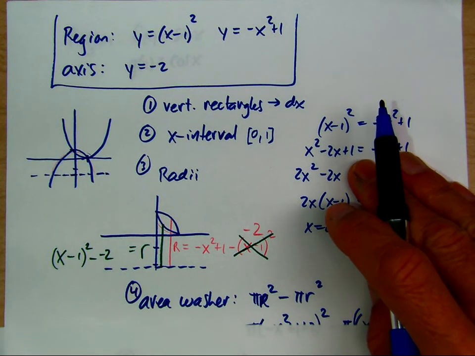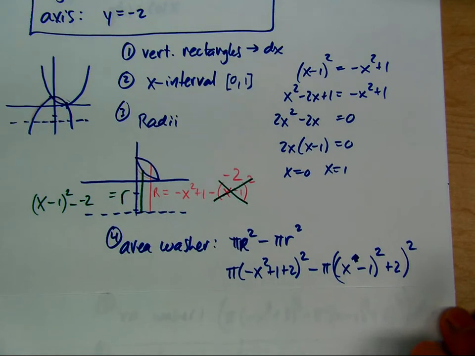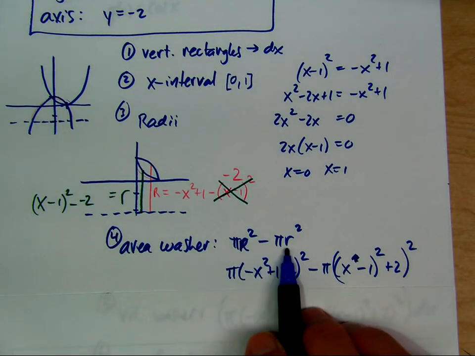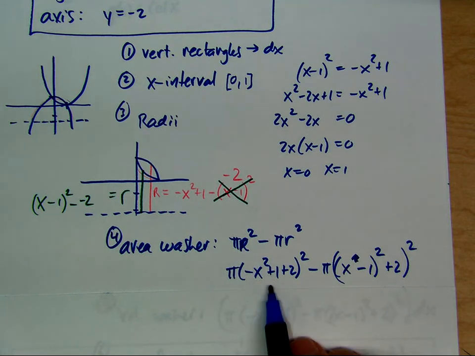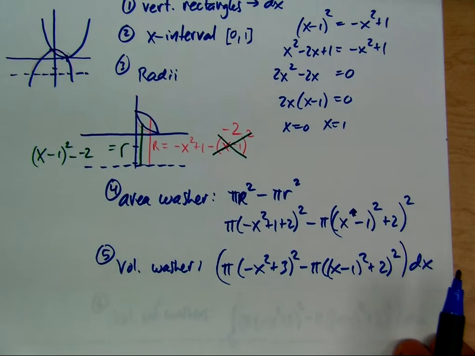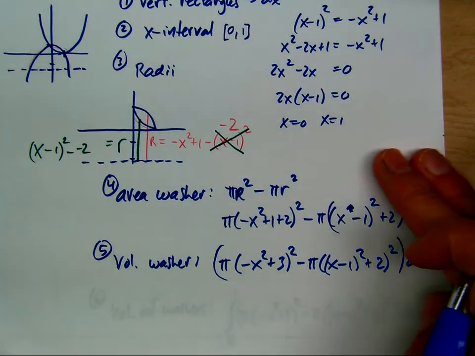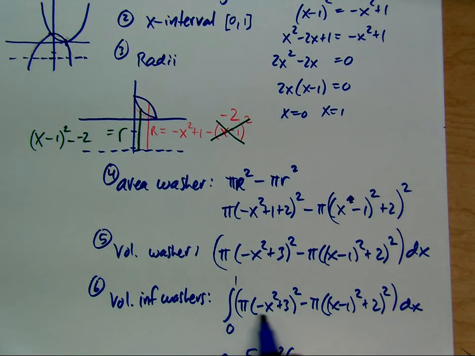Then we need the area of a washer. So it's going to be the large circle, and then we'll subtract the small circle from it. Big R, we're copying that from here. Little r from there. The volume of a washer is just multiplying it by the differential of x, and then the integral is adding up an infinite number of those washers.